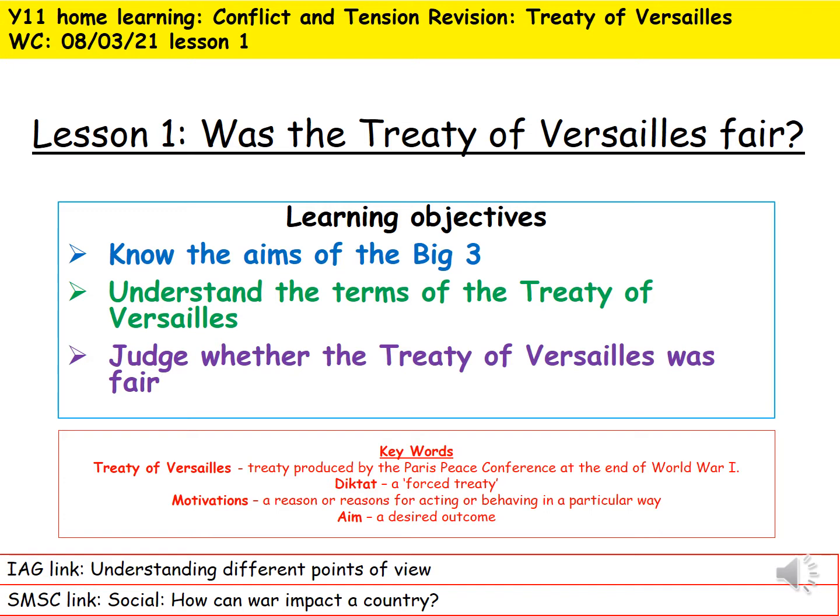So the first learning objective that everybody must make sure they understand is to know who the big three were and what their aims were. The second learning objective is to understand the terms of the Treaty of Versailles. So we're referring to LAM here. And finally, we need to judge whether it was fair or not, and maybe fair for who. So we've got some keywords on the board. Make sure you pause the video now to look at those keywords.